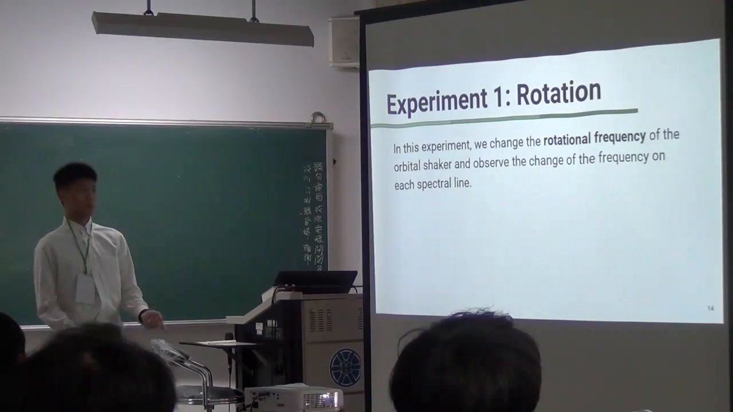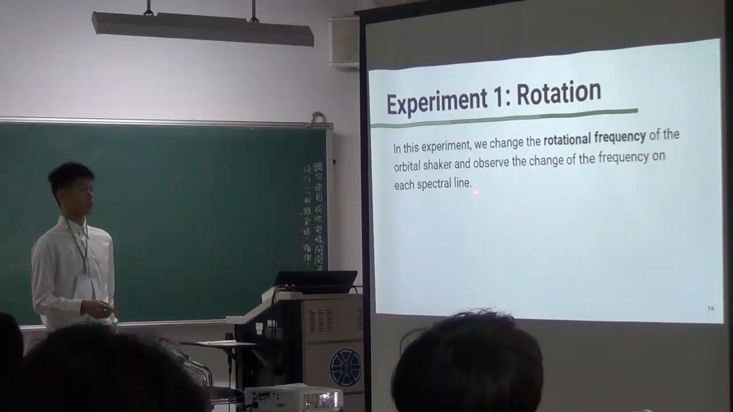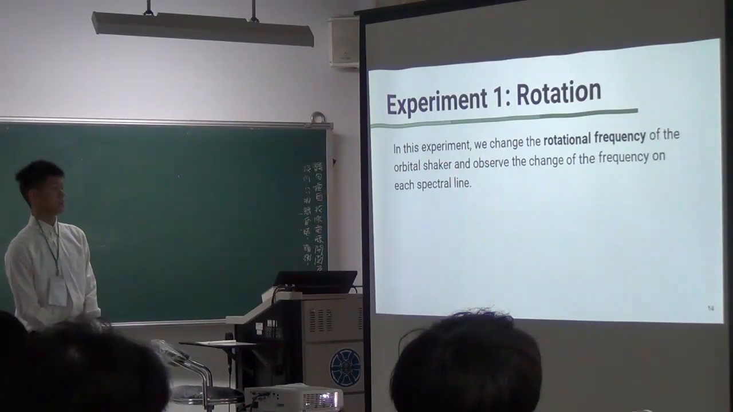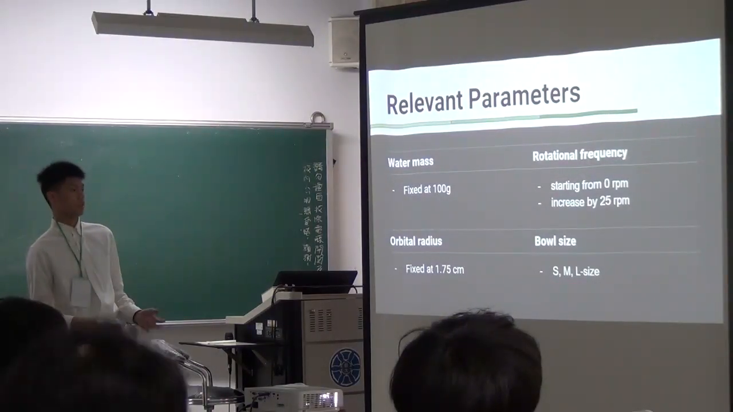So let's move on to experiment 1 about rotation. We change the rotational frequency of the orbital shaker and observe the change of frequency on each spectral line. Okay, so we change the rotational frequency from 0 RPM and increase by 25.